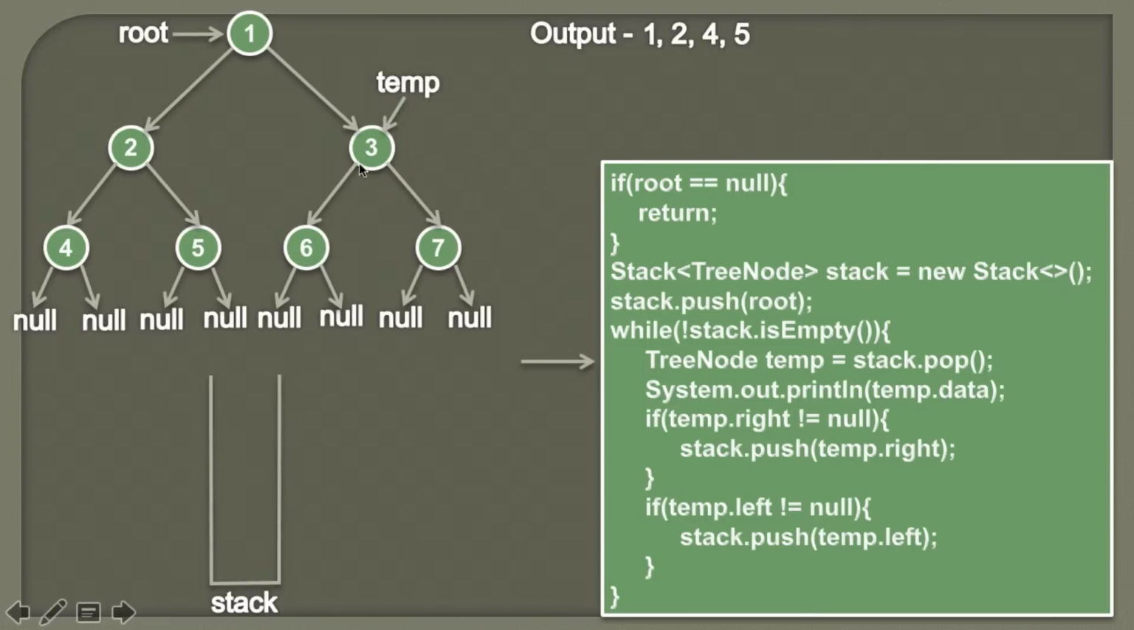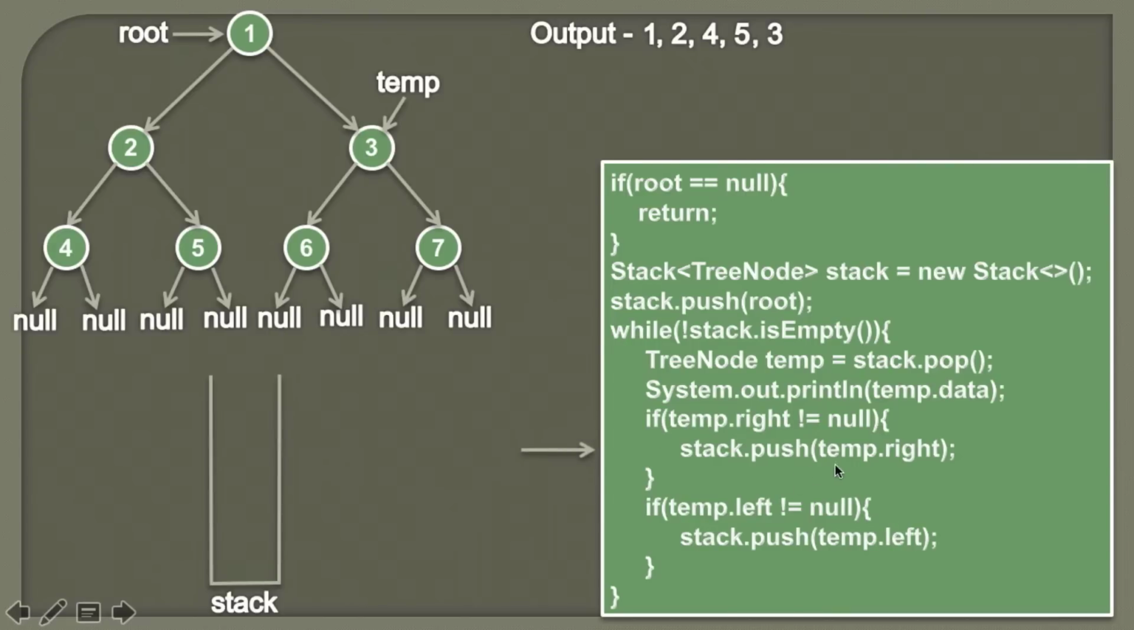So now temp is pointing to the node having data as 3. Moving ahead, we'll simply print the data associated with this temporary node. So the output we see is 3, and then we check whether temp right is equal to null or not. Currently temp right is not equal to null, therefore the condition in the if block comes out to be true.